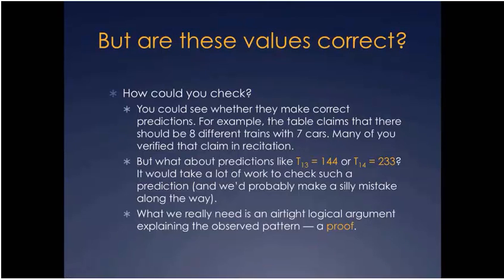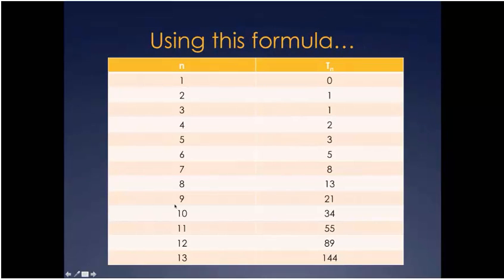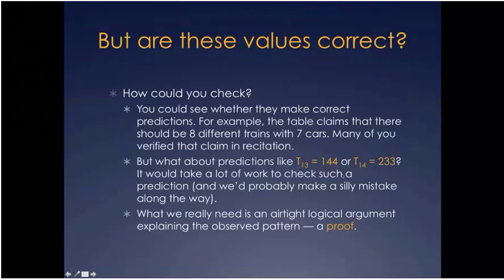Now, how could you check whether you're getting correct values? You could see whether they actually fit the actual count of number of trains. For example, if you go back to this table, it's making a certain prediction. Even though you haven't worked them all out, it's predicting that the number of 8-car trains is 13. There are 13 legal 8-car trains, according to this table. Is it really true? Well, one way to check it would be to actually build all these trains.